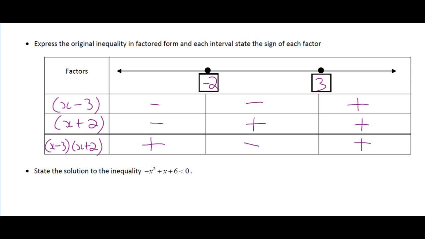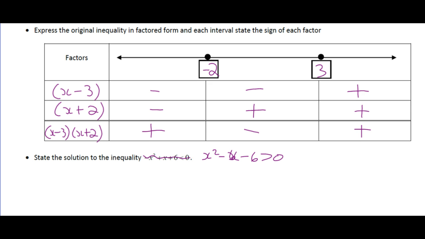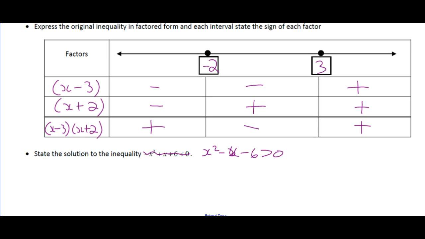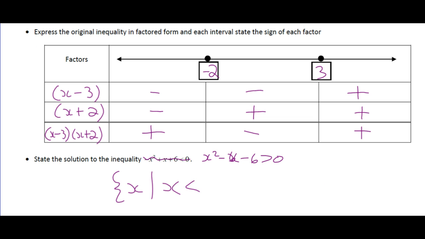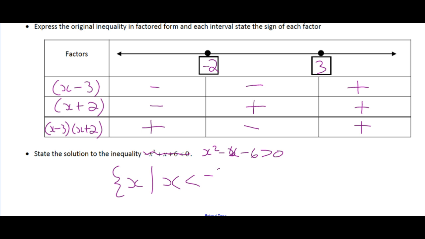Right. Now remember, the inequality that I am solving is x squared minus x minus 6 is greater than 0. So I want to know, when is it greater than 0? What's the solution set? So what does x have to be? Positive when? X is less than. Now are we all strictly less than? Yeah, it's strictly less than, right? So x is less than negative 2, or x is greater than 3.